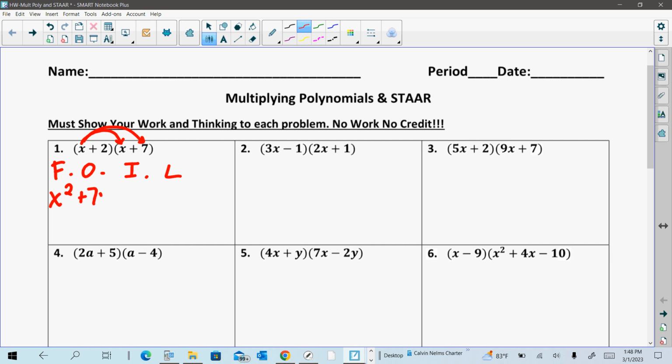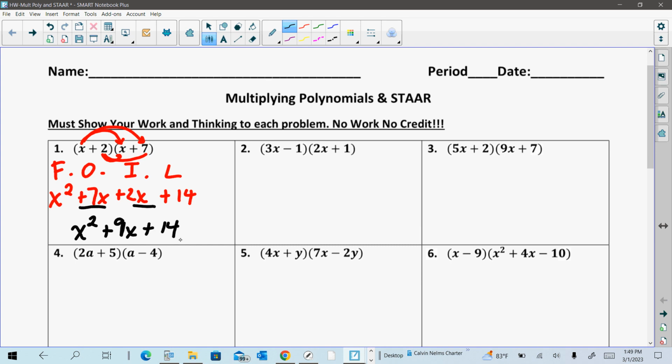Take the outer terms, multiply that together. That's now positive 7x. Inner, 2 times x gives me positive 2x, and the last terms plus 14. Then you just need to combine like terms and put it in standard form. Standard form means the highest exponent, the x squared, then the next highest would be our 9x, and then plus 14.